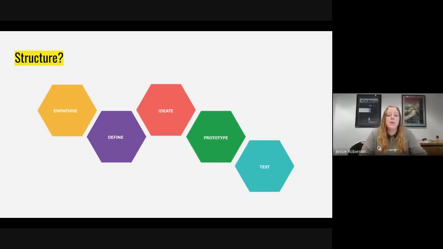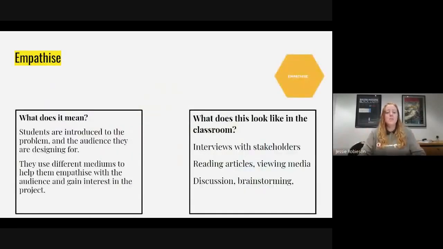I'm going to talk you guys through what each of those steps mean and what they might look like in the classroom so that you can just get a sense of it. Starting with Empathise, what does it mean? It means that students are introduced to the problem and the audience that they're designing for. They use different mediums to help them empathize with the audience and gain interest in the project.